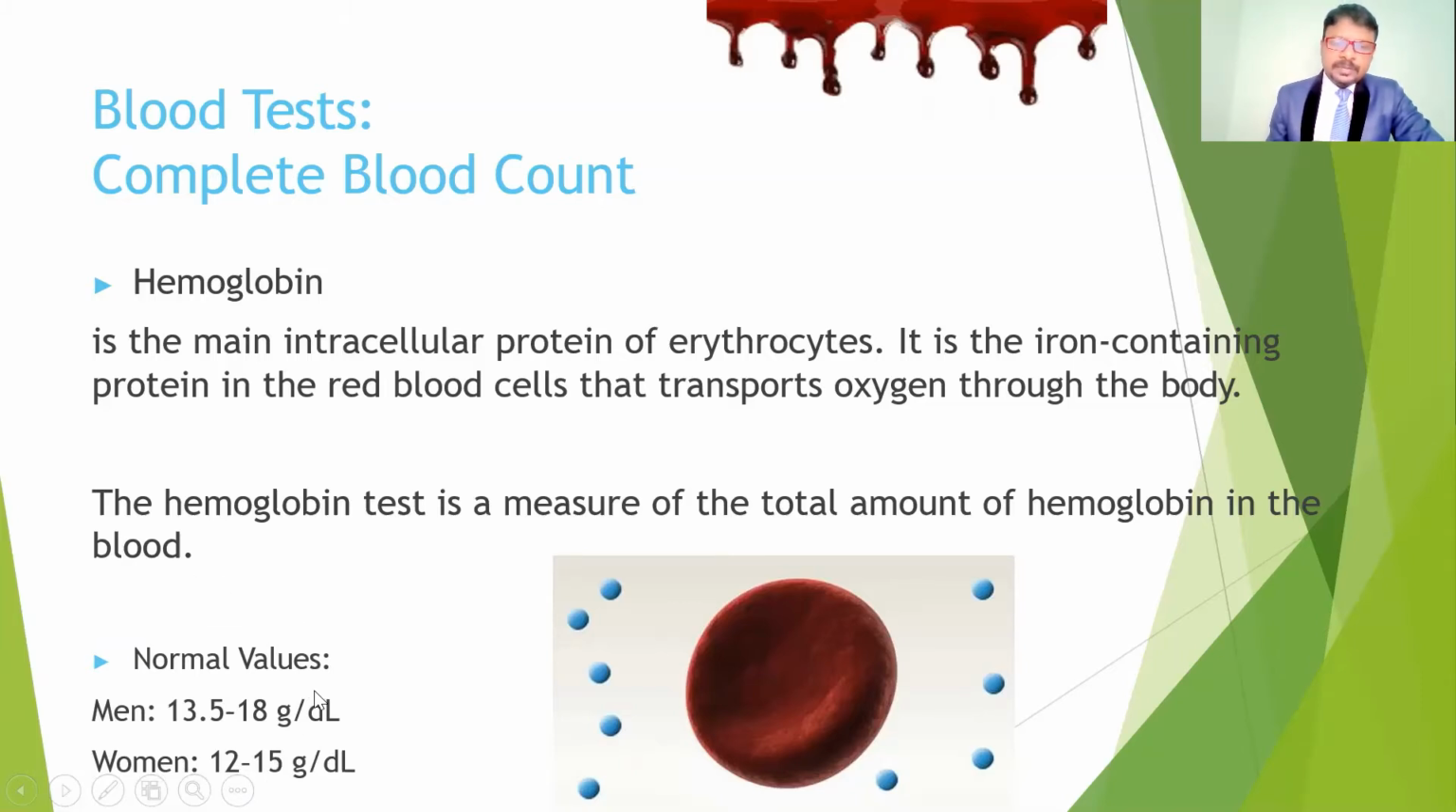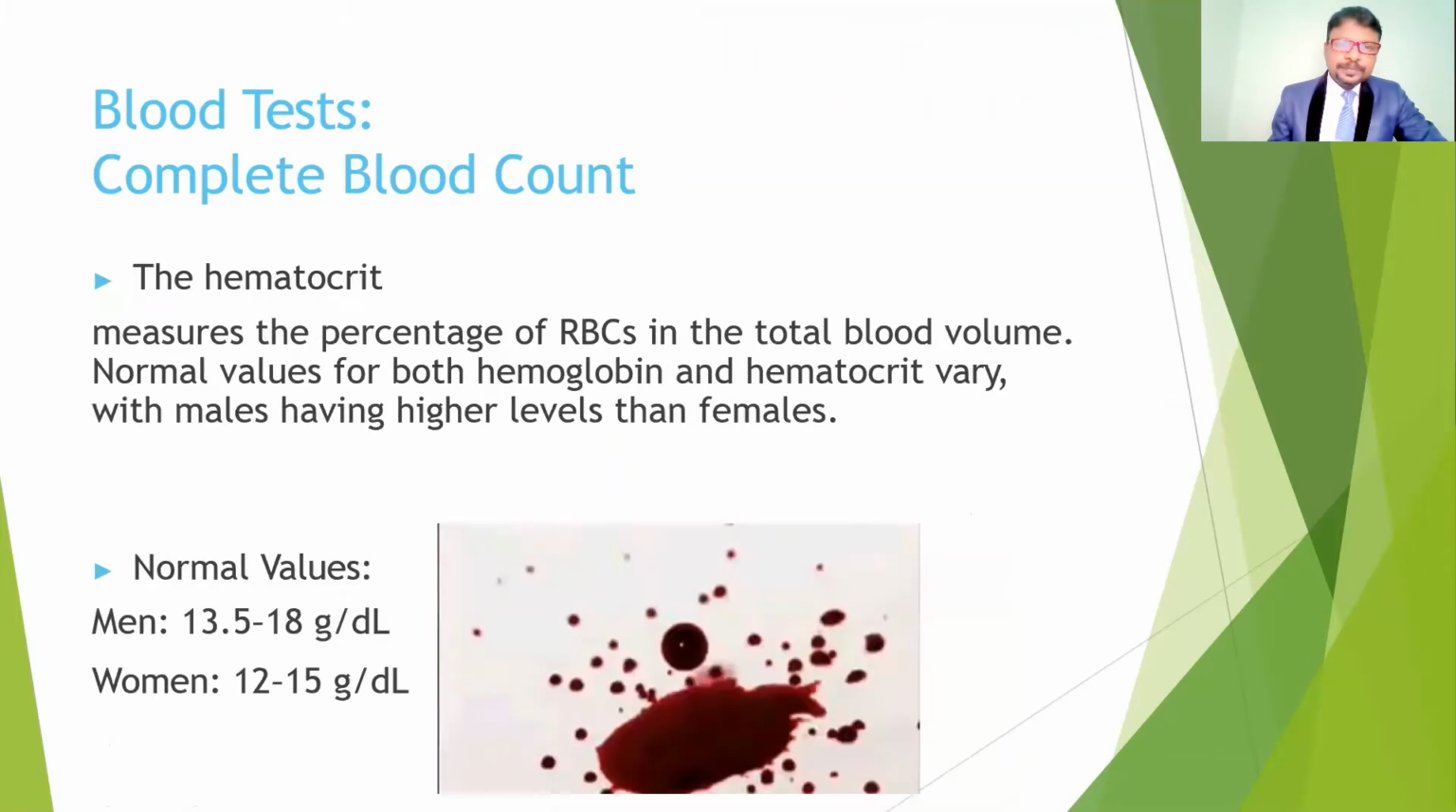Sometimes if the value is increased, it is called polycythemia. If the value is decreased and the RBC count is decreased, it is called anemia. Many different types of anemias are there. Here we are only discussing what blood tests are available to check the complete blood picture. So this is about the hemoglobin test.